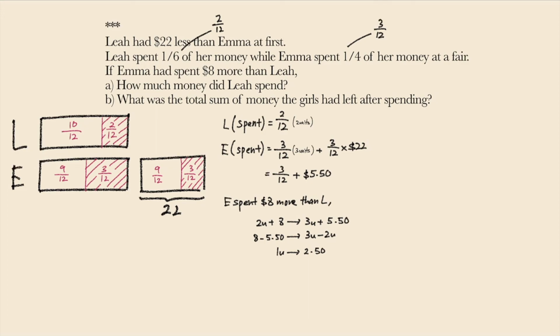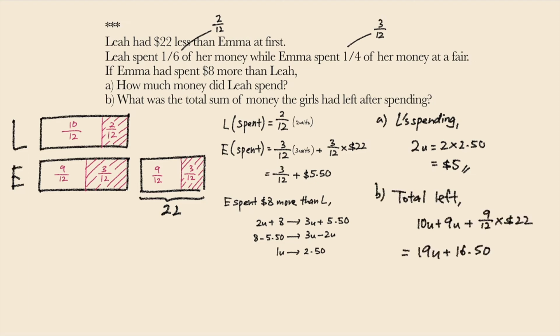How much money did Leah spend? Leah's spending is actually 2 units. We have just obtained 1 unit. So Leah's spending is therefore 2 units, $2.50 times 2, which is $5. What's the total sum of money the girls had left?